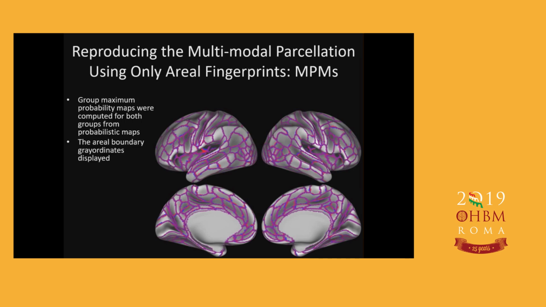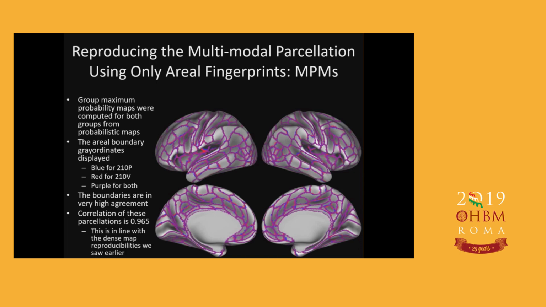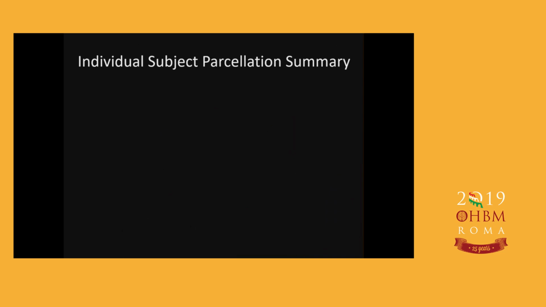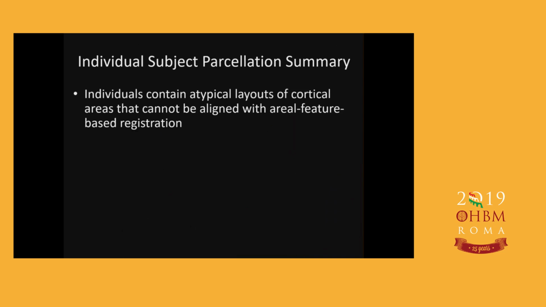So the areal boundary grayordinates are displayed. Blue means it's a boundary in 210P, red for 210V, and purple for both. You can see there's very high overlap, a very good agreement. The correlation of these parcellations is near 1, which is in line with the original data that was used to generate the original parcellation.